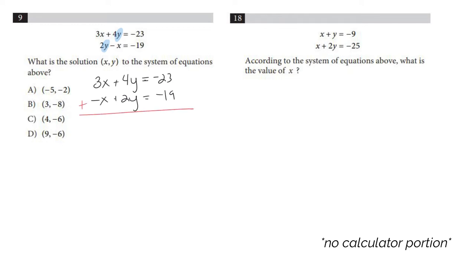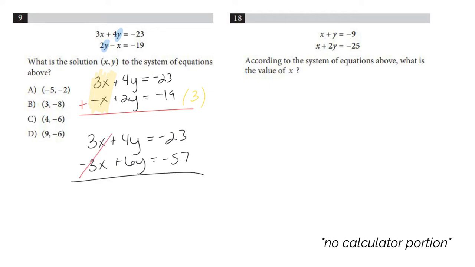I'm going to go ahead and use elimination. But before I can do elimination, I need to make these two look the same. And the easiest way to do this would be to multiply the bottom equation by 3 so that I have all of my x's looking the same but with opposite signs. So this top equation will stay the same, and the bottom equation is going to be negative 3x plus 6y equals negative 57. We can cross out our x's, and then when I add this up, I have 10y equals negative 80, and I'll divide both sides by 10. When I do, I get that y is equal to negative 8.